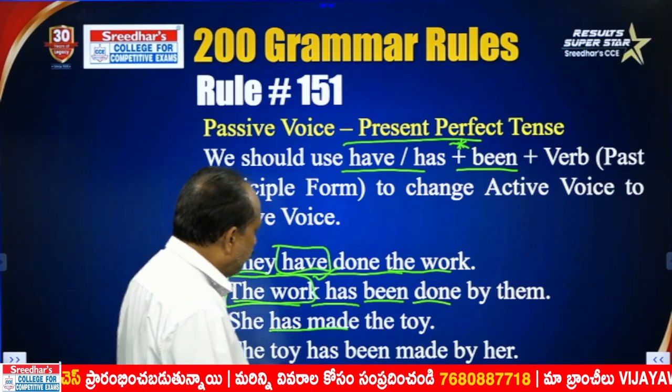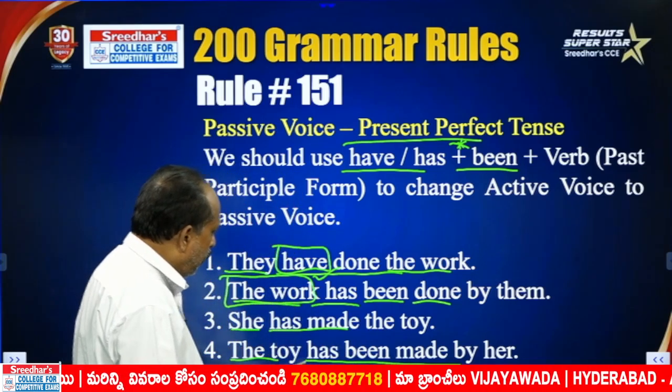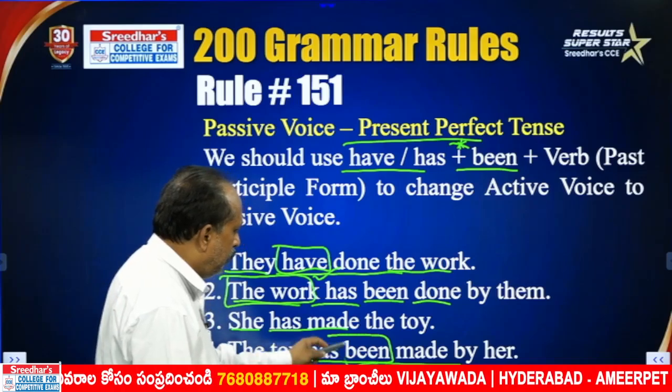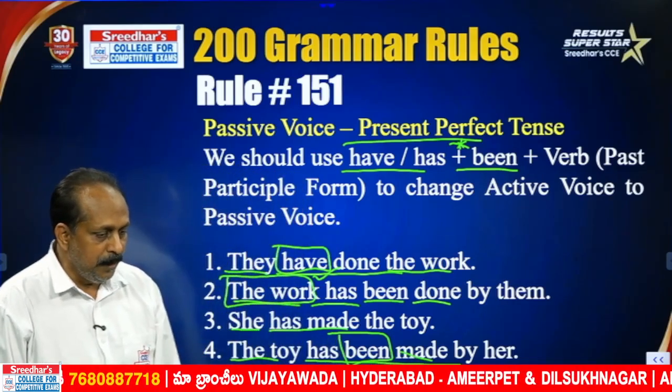The toy has been made by her. She has, the toy has. What is important here? Has been made. Make, made, made. Has been made.